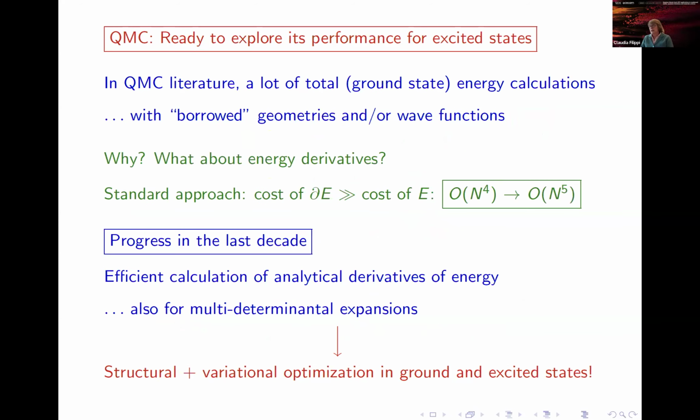Now, in the last, let's say, maybe decade, we have moved to a situation where we are really ready to explore much more as regards the performance of these methods, and also to explore excited states. Indeed, if you look at older literature, you will find a lot of total energy calculations on ground states, and often the geometries are borrowed from DFT, for instance, and also the wave function can be a single determinant times some correlation factor where the determinant is a DFT determinant.